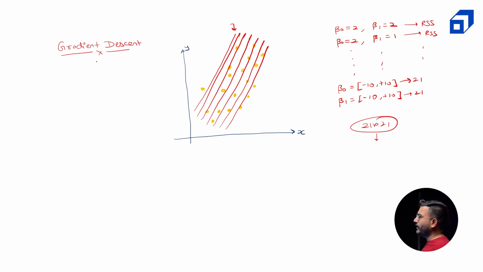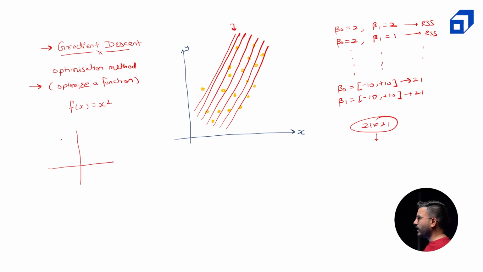In order to avoid this, we use the concept of gradient descent, where the logic is that, first of all, gradient descent is an optimization algorithm. It is an optimization method where this technique can help us to optimize a function. So for example, let's say I have a function f of x is equal to x square. Now we know that x square is a parabola and it will look like this.